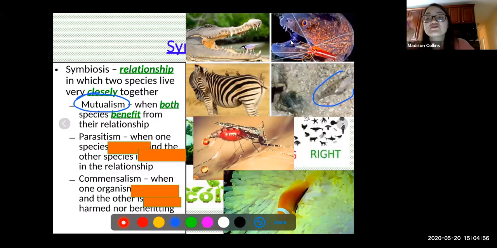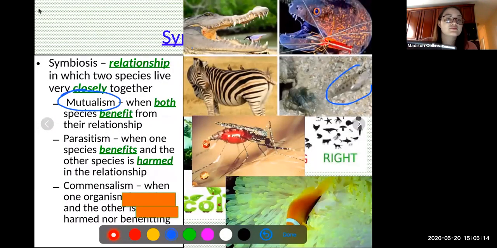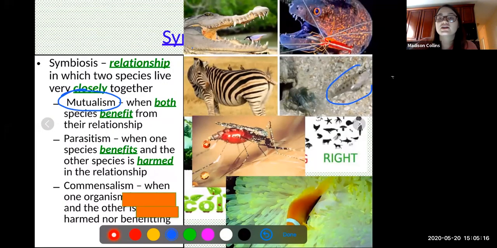So those are all examples of mutualism, where both organisms are benefiting. But we also have types of symbiosis that are not so beneficial. We've got things like parasitism, which is where one species benefits and the other species is harmed by that relationship.